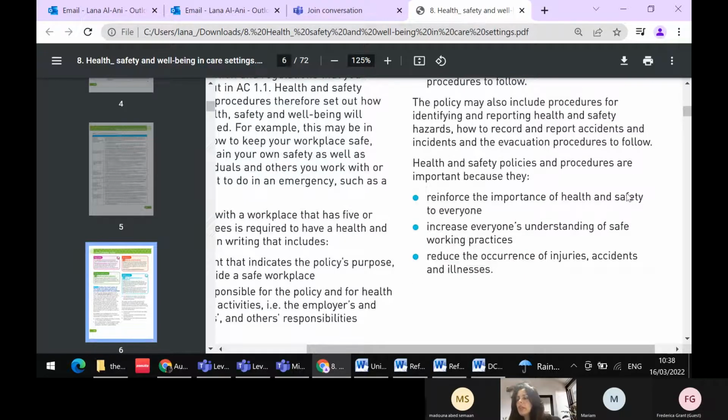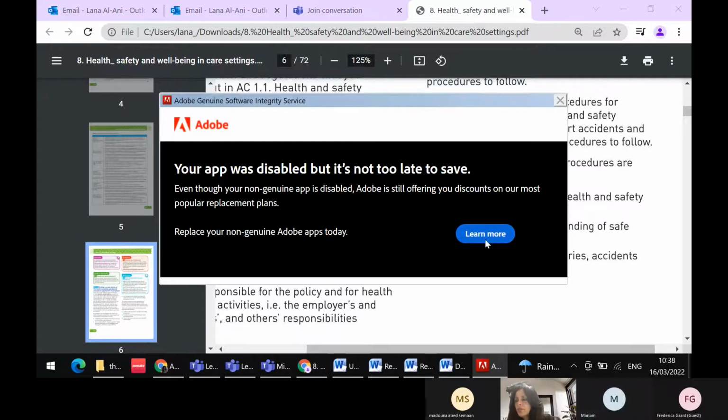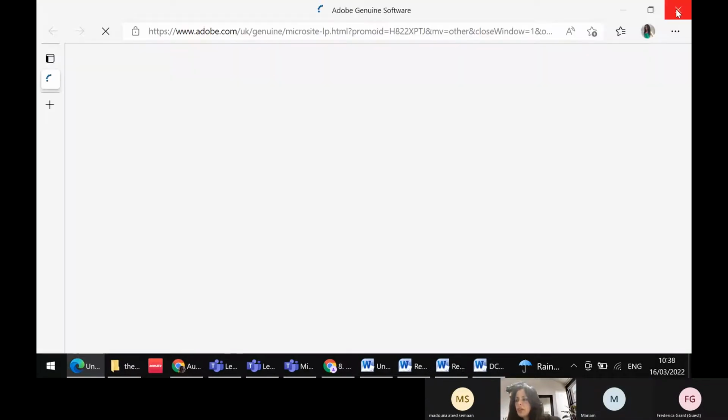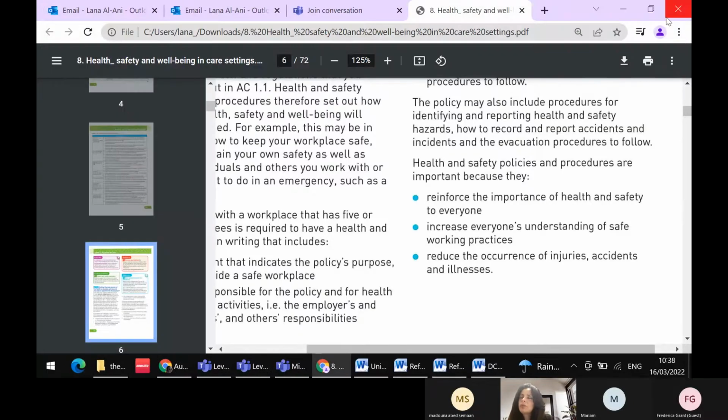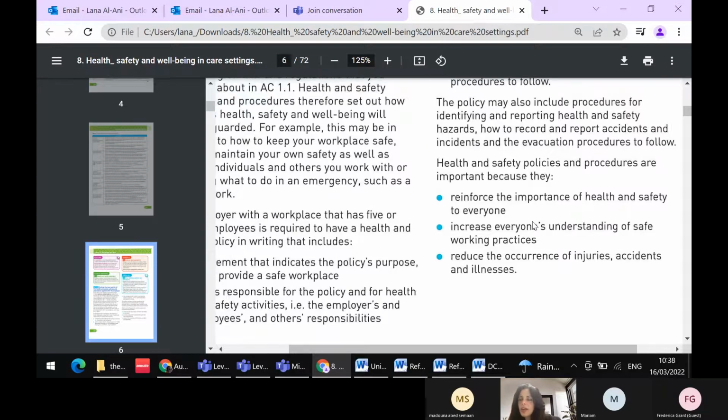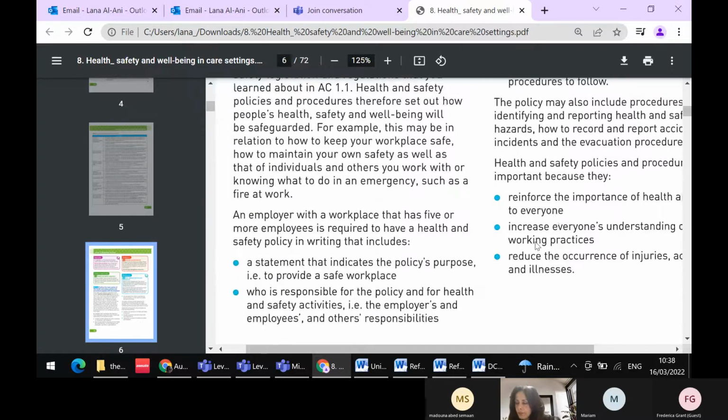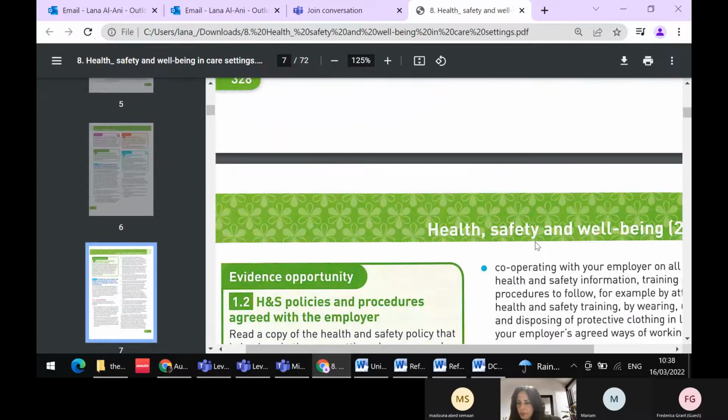So why are health and safety policies and procedures important? Because they remove risk or enable us to manage risk. It reduces the risk in any organization. It is not going to be eliminated completely, but it would reduce it, like any injuries, accidents, illnesses. So that's why there are policies and procedures in place. It's very important to have them.